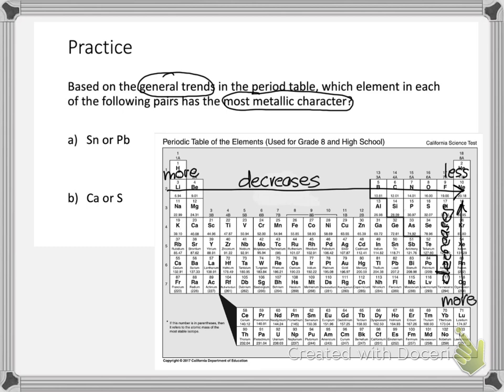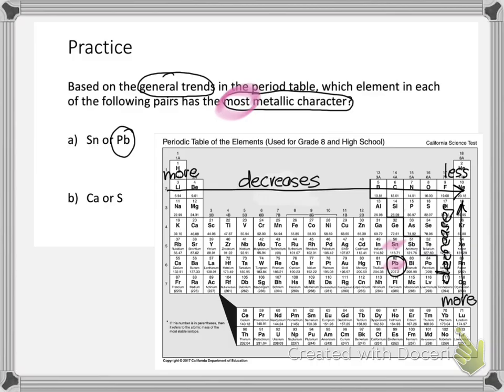Okay, so find tin and lead. Tin and lead. So these are in the same group. And we know that as you go up, it gets less metallic, which means as you go down, it gets more metallic. And they want the most metallic. So lead would be more metallic than tin because it's lower in the group.